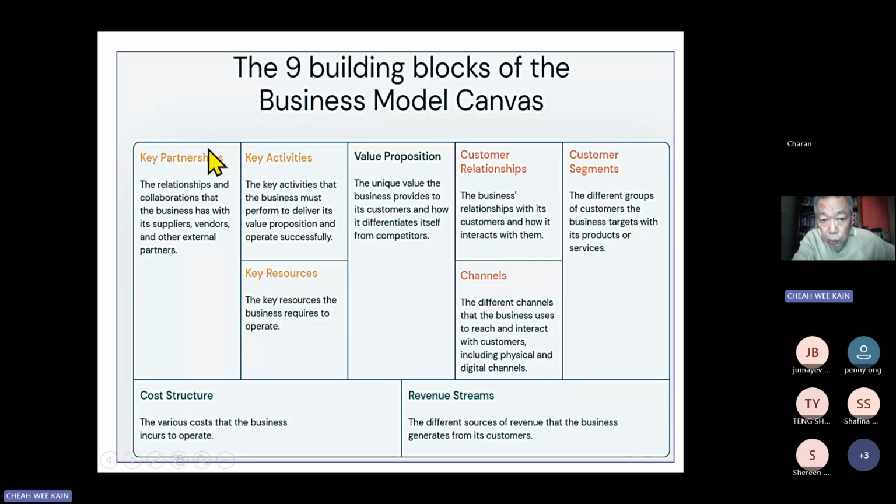Therefore, with this, you will have the value proposition for your product. Then after you sell, CRM, customer relationship management, you will sell to the segment that you want by various channels. And here comes the cost structure. The various costs that you need to incur to operate. This cost structure follows the one in the PowerPoint just now. What is your target cost?